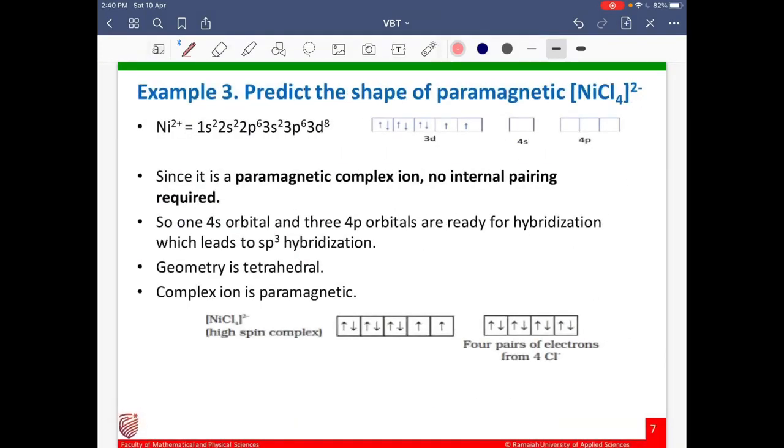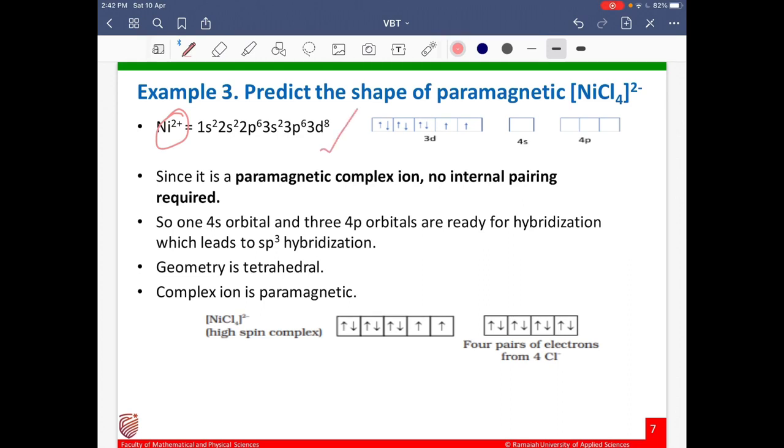Example 3, predict the shape of paramagnetic NiCl4 2-. Here the oxidation state of nickel is such that the charge of the nickel ion is +2. Therefore, the electronic configuration of the nickel ion is 1s2, 2s2, 2p6, 3s2, 3p6, 3d8.